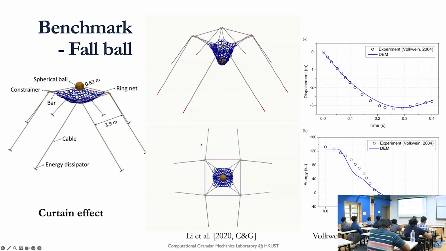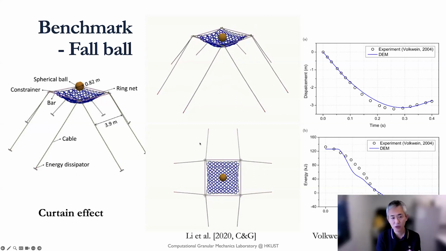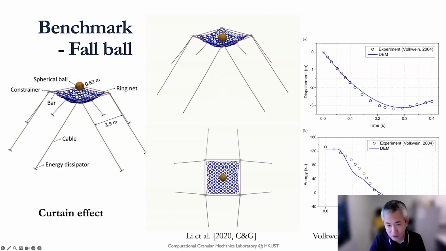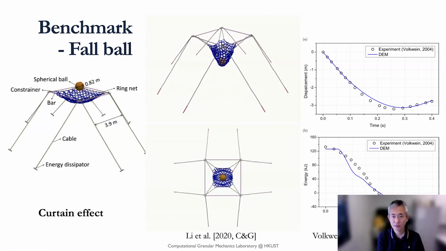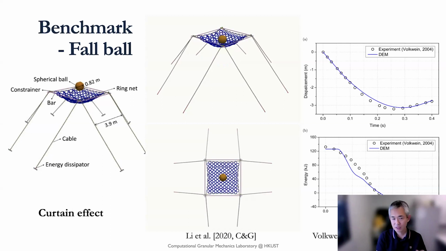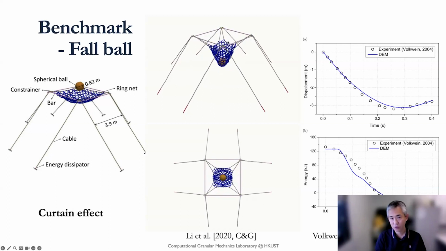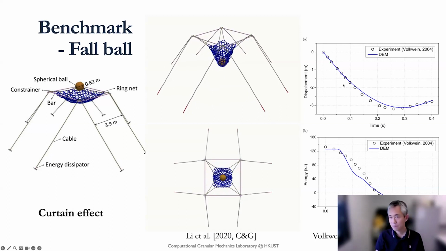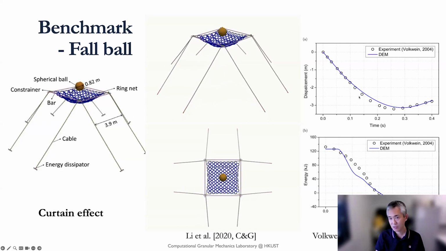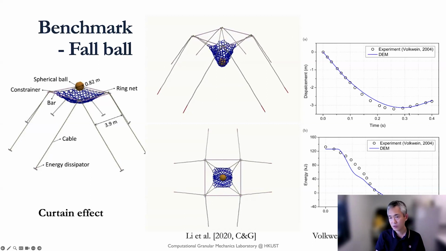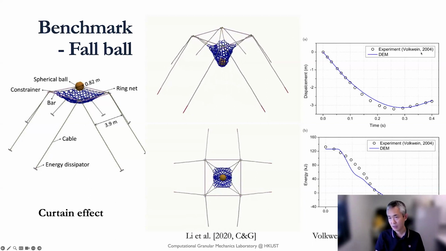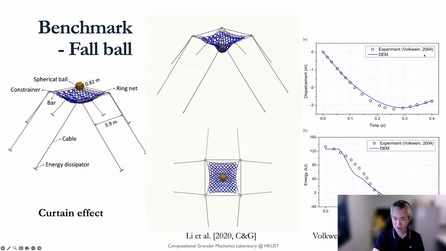This simulation just gives an illustration of the so-called curtain effect. For example, in your bedroom, you have a curtain, and then you pull it open or close it, and then this whole thing will slide over the curtain rod here, right? And we can further compare the response, for example, the displacement over time, with the experiment done in this work here.